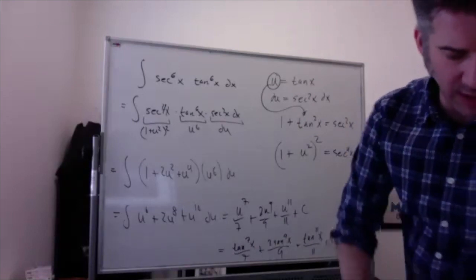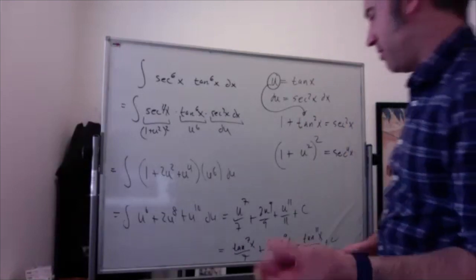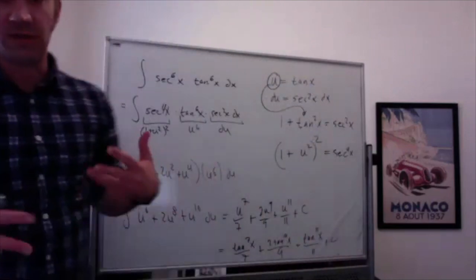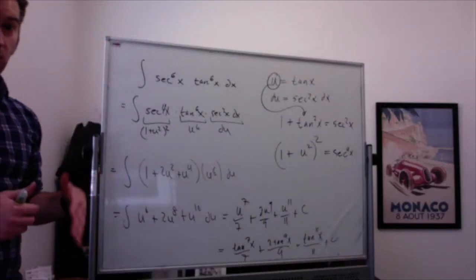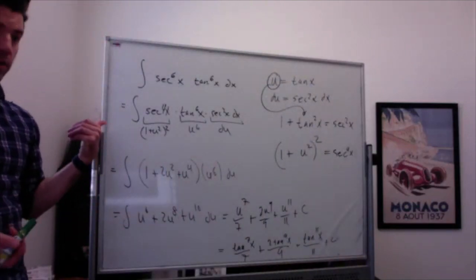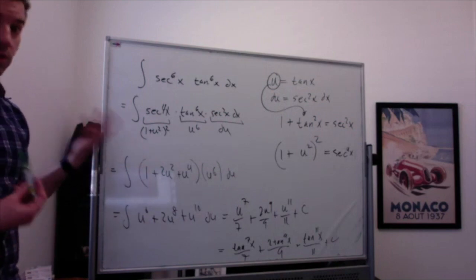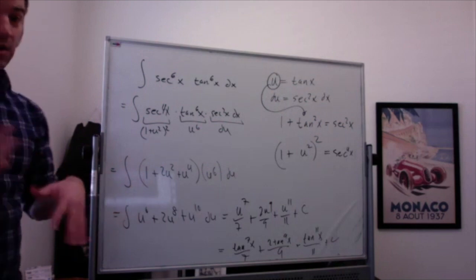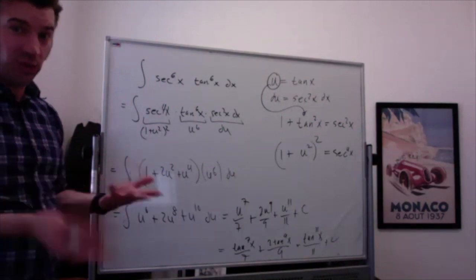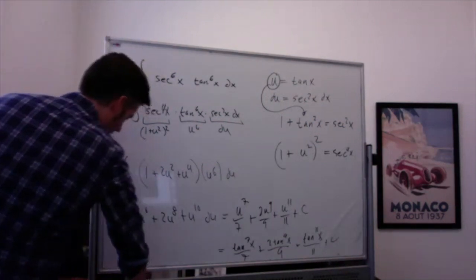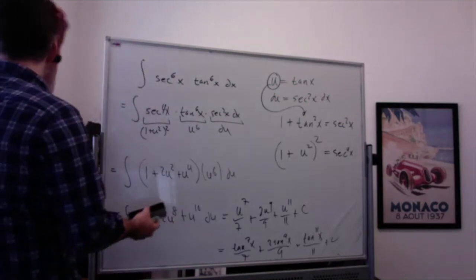I will remind everybody, I'm not going to do it, but if you have even powers of sine and cosine, you have to use the identity that we just talked about, where sine squared is 1 minus cosine of 2x over 2, and cosine squared is 1 plus cosine of 2x over 2. So if you have sine to the 4th, you have to use that identity twice. If you have cosine to the 4th, you have to use that identity twice.